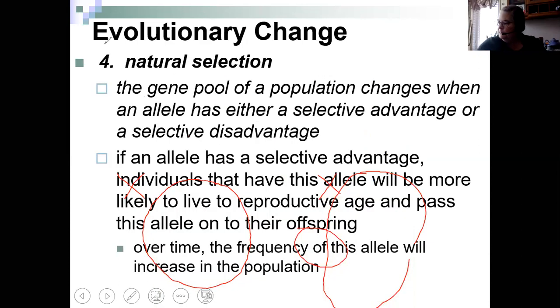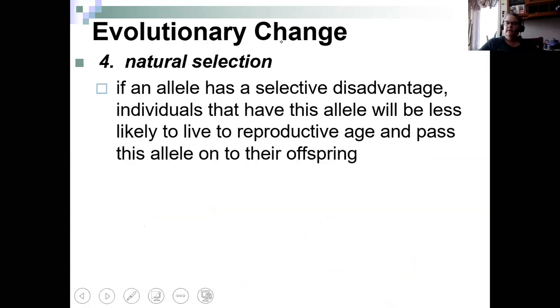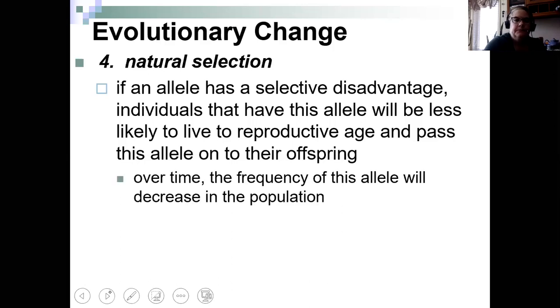Natural selection, right? The gene pool of a population changes when there's a genetic advantage or disadvantage. We've talked about this already. A selective disadvantage: if a particular trait caused by one version of that gene causes an individual to not be able to reproduce, to pass that on, that's considered a disadvantage. And if there's a disadvantage, we should see the frequency go down over time in the population.